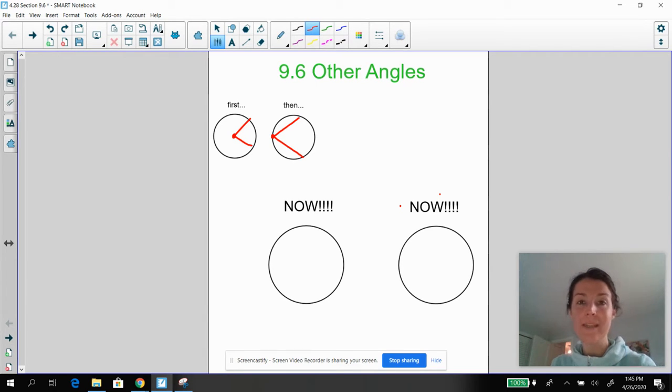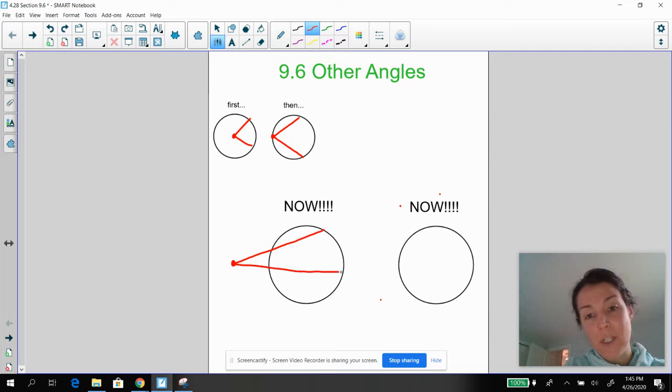So now we're going to take that vertex and we're going to pull it a little bit further. So now what happens when our vertex goes outside the circle? We could have a situation that looks like this. So now we have two intercepted arcs. And then what about if our vertex was somewhere within the circle? So what if my vertex was here, and it was made up of two chords crossing?